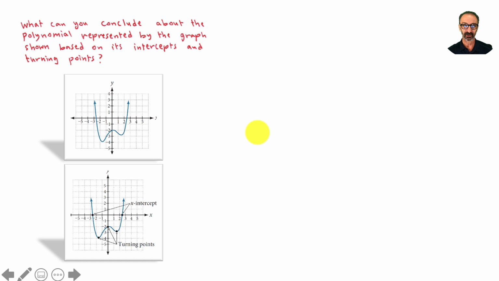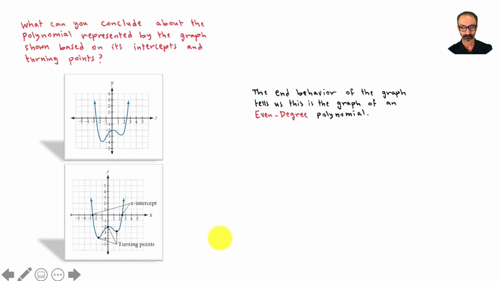Well, to look into it, I do have clearly 2 x-intercepts. We have 1 y-intercept, and we have 2 turning points. You see the turning points? Actually 3. 1 here, and 1 here, and 1 here. From decreasing to increasing, from increasing to decreasing, from decreasing to increasing. Okay. The end behavior of the graph tells me that we are dealing with an even degree polynomial. That is clear.